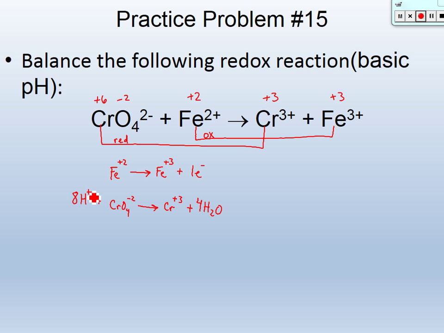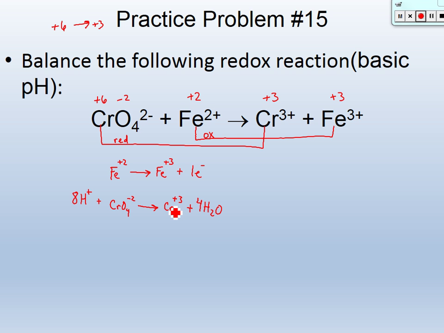Okay, let's figure out the charges for this one. I've got 8 positives here. I've got 2 negatives. So that is a +6. I'm going to make that note, +6 on the left side. So far on the right, I've got +3.